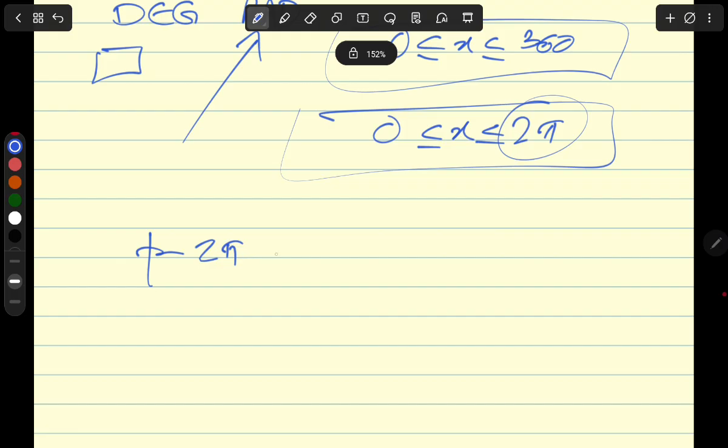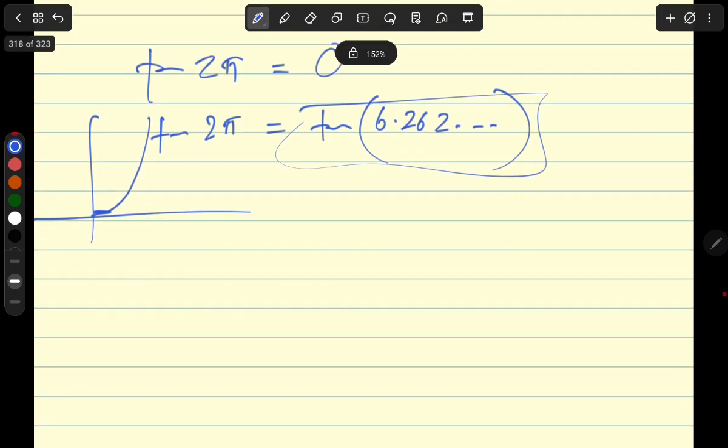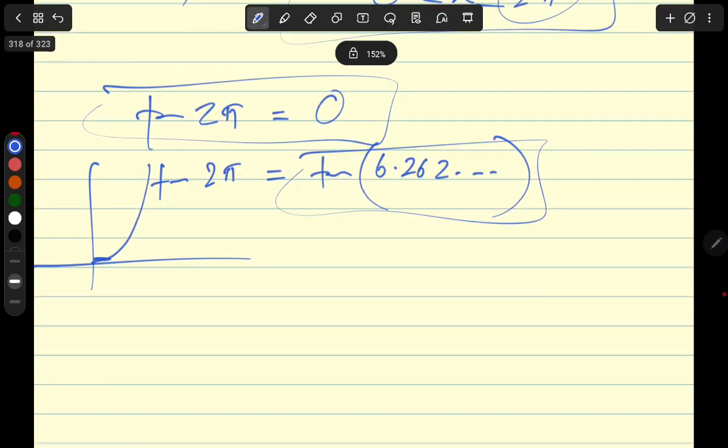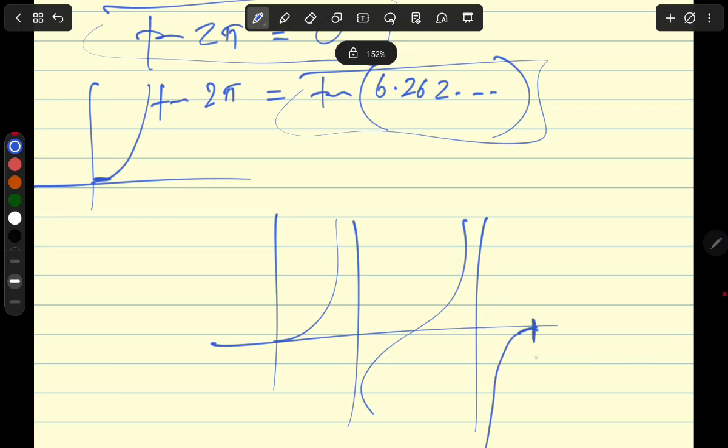Okay, so tan 2 pi in radians is going to produce a 0, but tan 2 pi in degrees is going to give you a value of 6.26 something, 262 something, right? This is going to give you a positive value, because the curve is going to be something like here. So a value very close to 0, but nonetheless positive. However, in radians, this is going to be an absolute 0, because 2 pi in radians is 360. So the tan curve goes like this. So this is 360 or 2 pi. So tan of 2 pi is going to give you a 0.